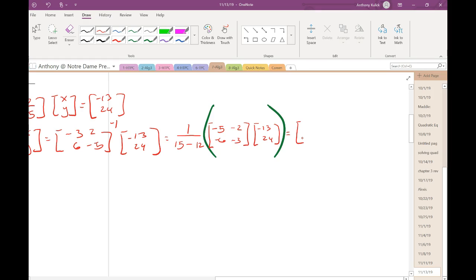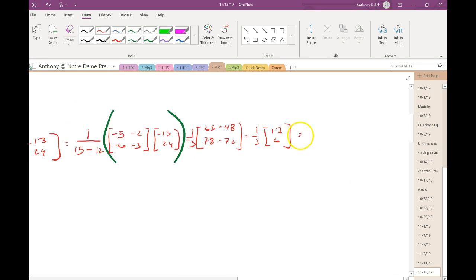So when I do that, I get negative 5 times negative 13, which is 65, and then negative 2 times 24 is negative 48, and then for the next entry, I do negative 6 times 13, which is 78. And then negative 3 times 24, which is negative 72. Oops, got the 1/3 there. That's 1/3 of 17 and 6. So I get 17 over 3, and then 2.